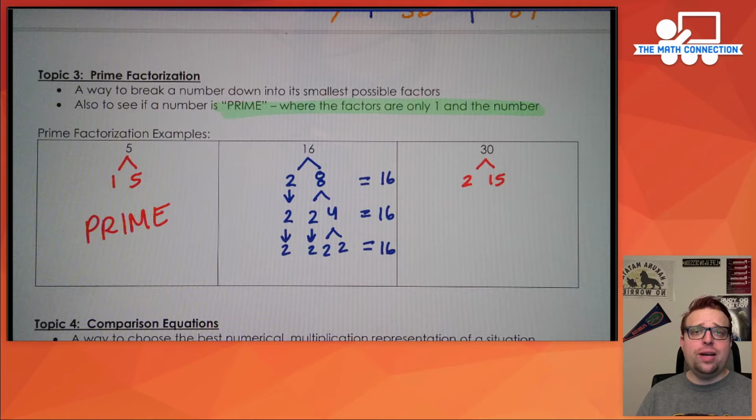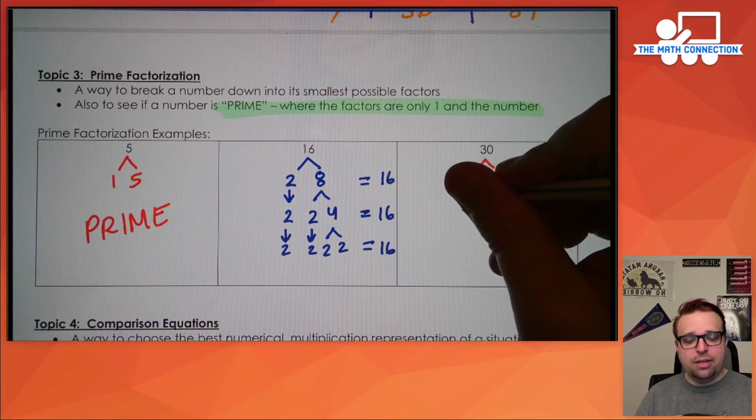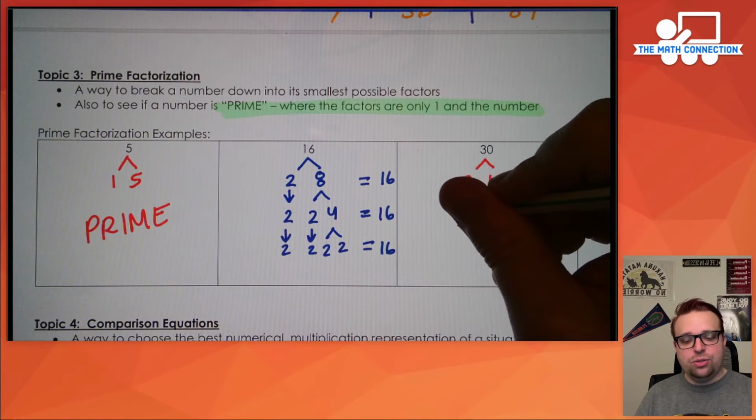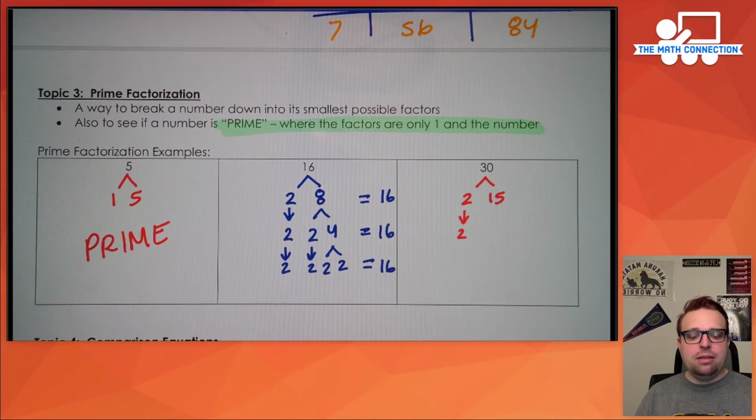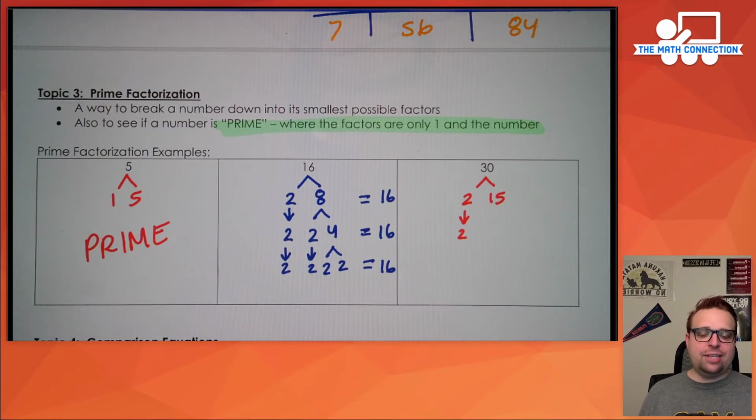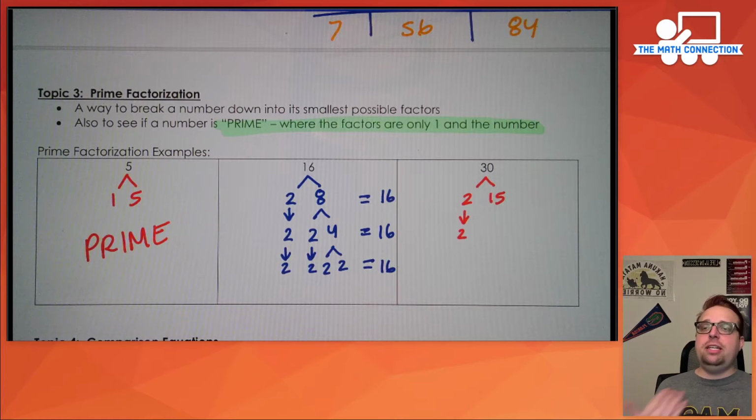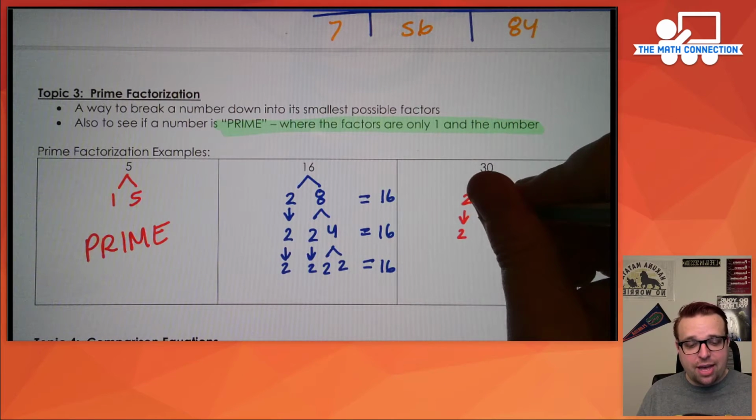And 2 we know is a prime number, so we're just going to bring 2 down. But 15 is not prime. 15 has factors in it, right? So 15 could be 15 and 1, or, it doesn't divide by 2, which means it's not going to divide by any other even numbers. But what about 3? It does divide by 3, and the factorization of that would be 3 and 5.